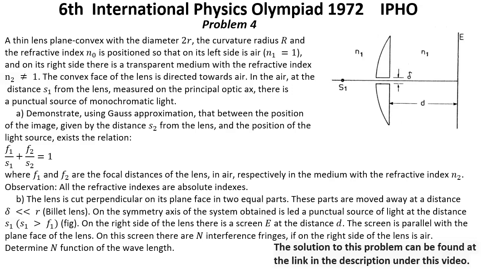On this screen there are n interference fringes if on the right side of the lens is air. Determine n as a function of the wavelength.